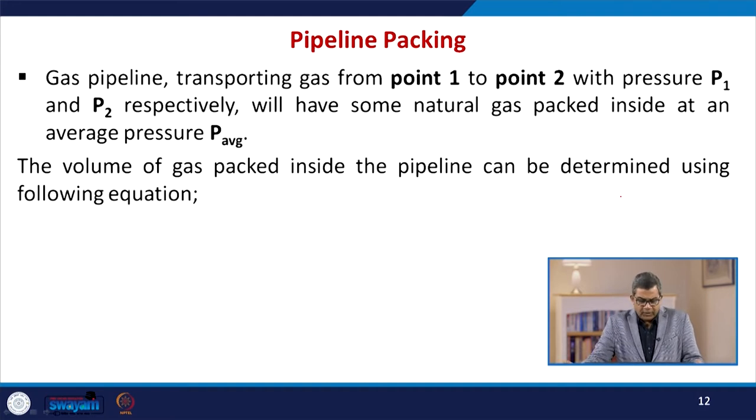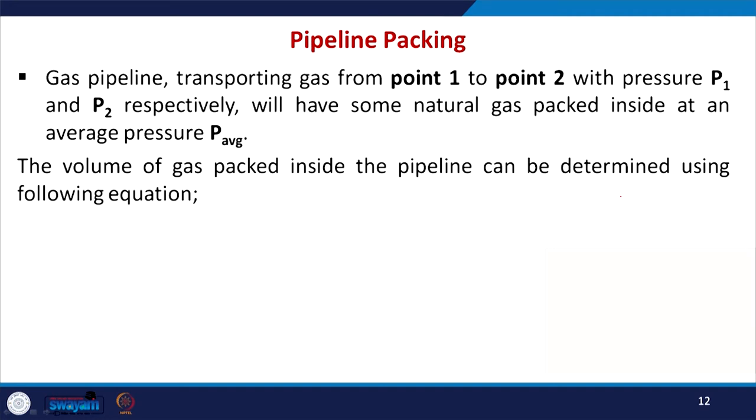Now, let us take a gas pipeline transporting gas from section 1 to section 2 with pressures P1 and P2 respectively. We will have some natural gas packed inside at an average pressure of P average. The volume of gas packed inside the pipeline can be determined using the equation P average V is equal to n_T Z average R T average.